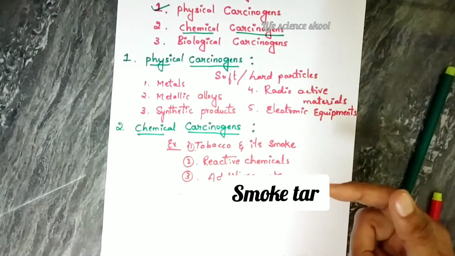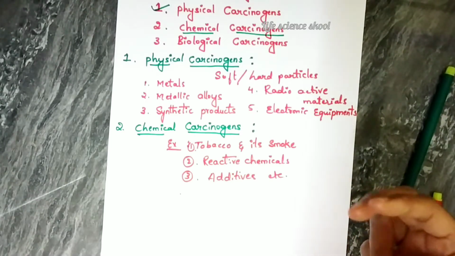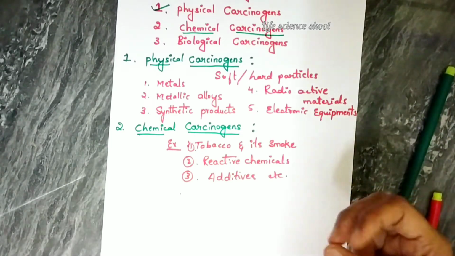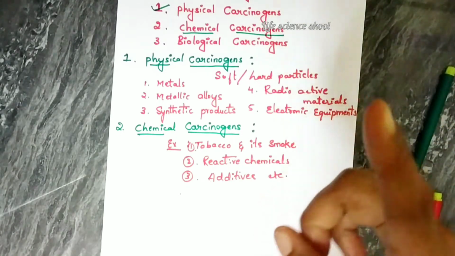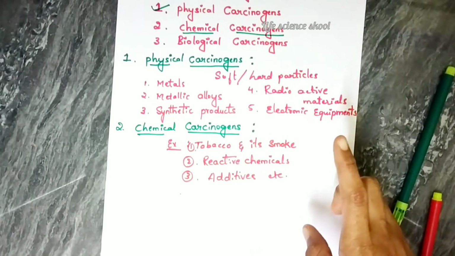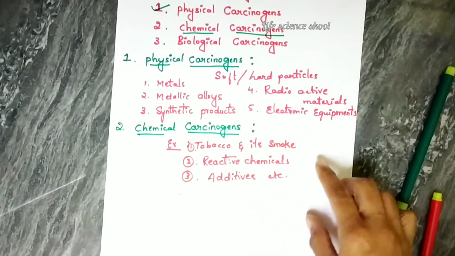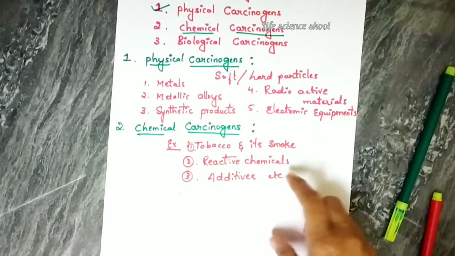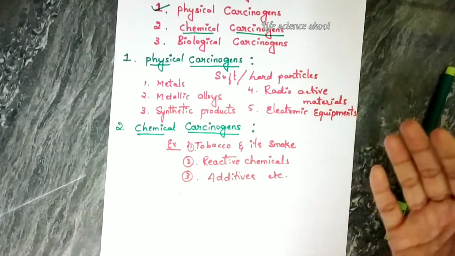Roughly about 20 mg of smoke tar passes into the lungs of a smoker when he smokes one cigarette, which causes lung cancer. So that much deadly dangerous it is. So try to avoid tobacco and smoking. Please avoid those things.